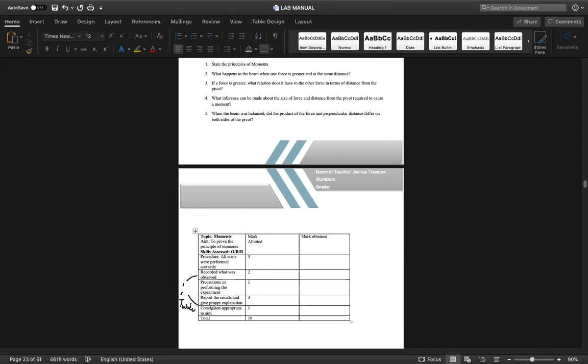While for your discussion, you should state what you observed about the moments lab. Report results and give proper explanation. This is 2 marks going towards your discussion or your observation. So 2 marks towards the discussion and 1 mark for your observation. All right, is that clear?